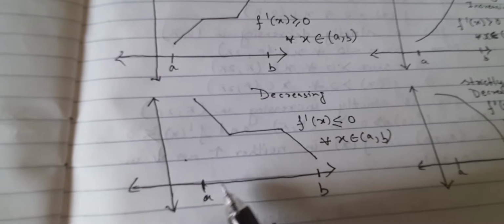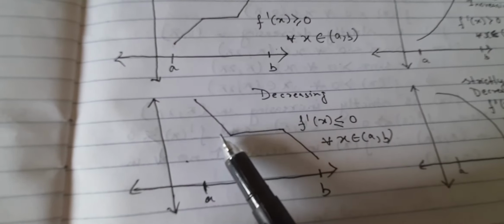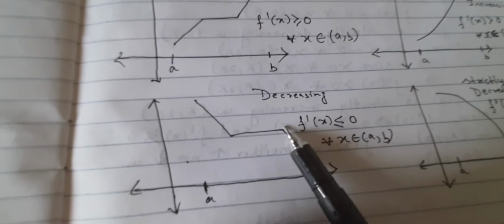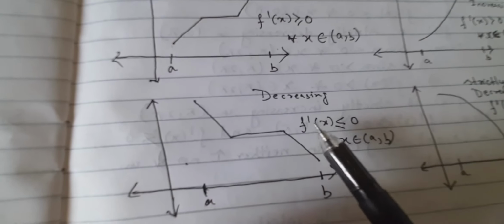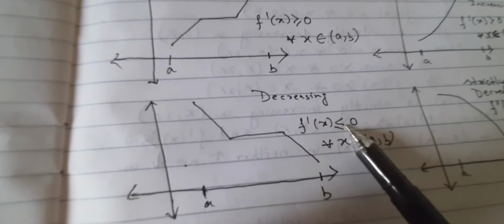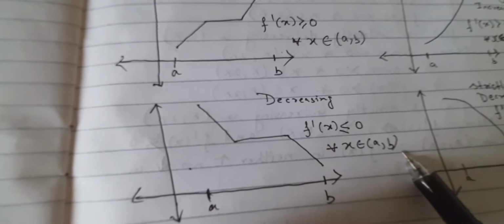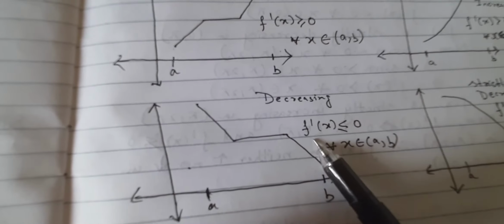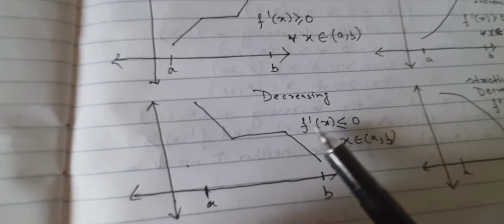So next is this graph. First, with the value of x increasing, the graph is going downwards. That means fx is decreasing. Then at some point it becomes constant, and then again it is decreasing. So f dash x is less than or equal to 0 for all x belonging to AB, and at the points where it is constant, it will be equal to 0. So in this case, we call it a decreasing function when f dash x is less than or equal to 0.